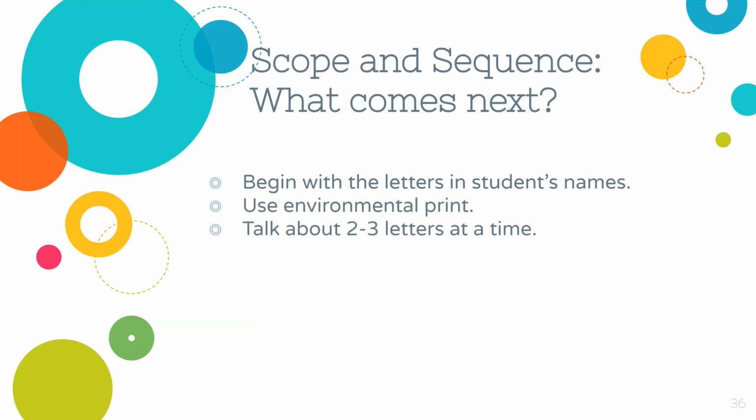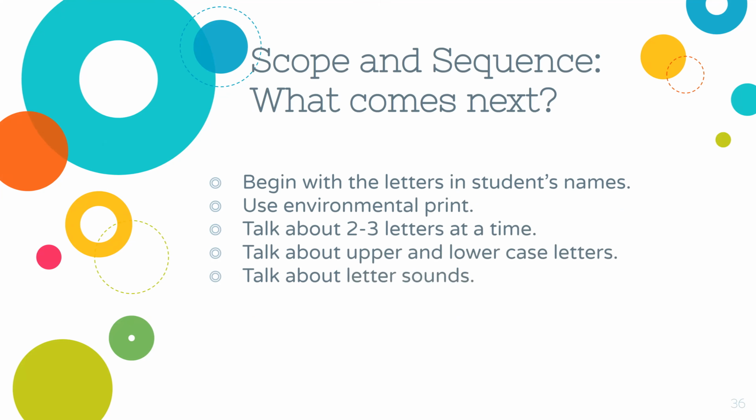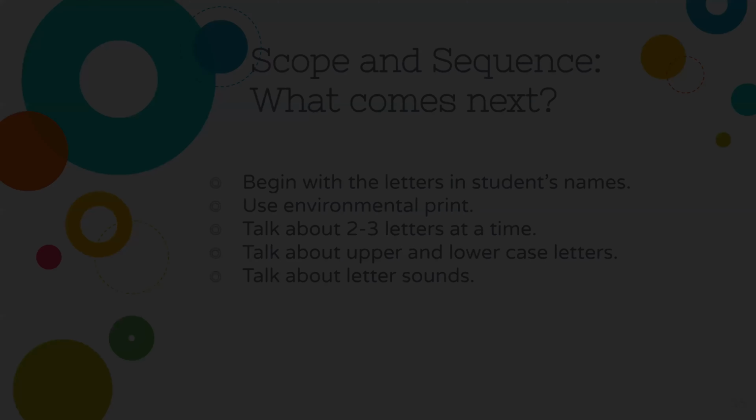And then talk about 2 to 3 letters at a time. If you remember, the research shows us that it's not necessarily developmentally appropriate to talk about letters in isolation. So talk about multiple letters at a time, and talk about the upper and the lowercase letters so that they can see what they look like and start making those connections. And you can talk about the letter sounds as you're introducing them, but please remember that the focus at first is to get them to name and identify what the letter looks like.